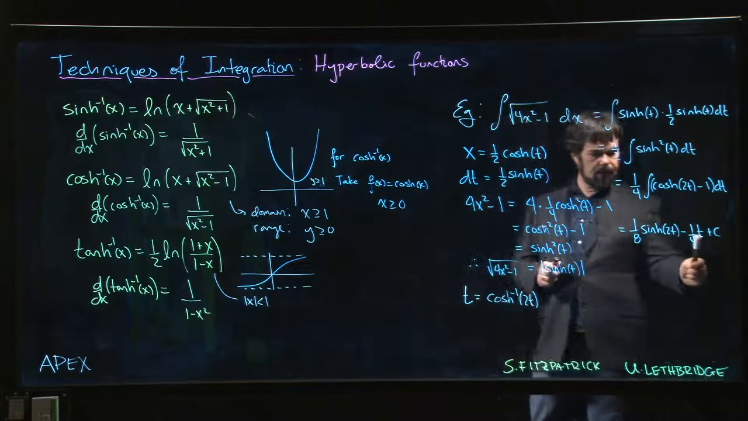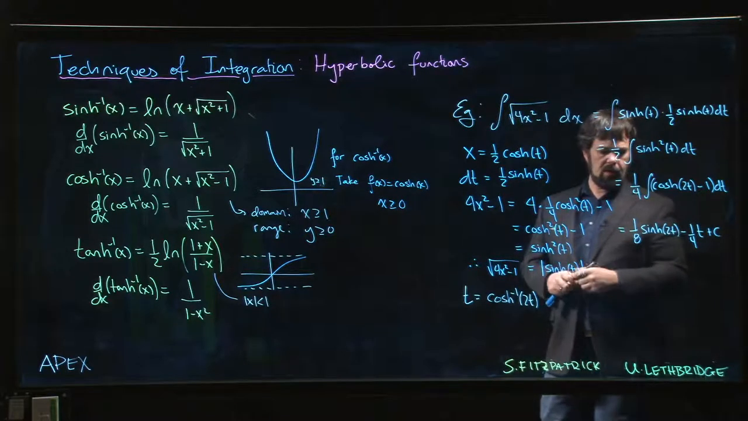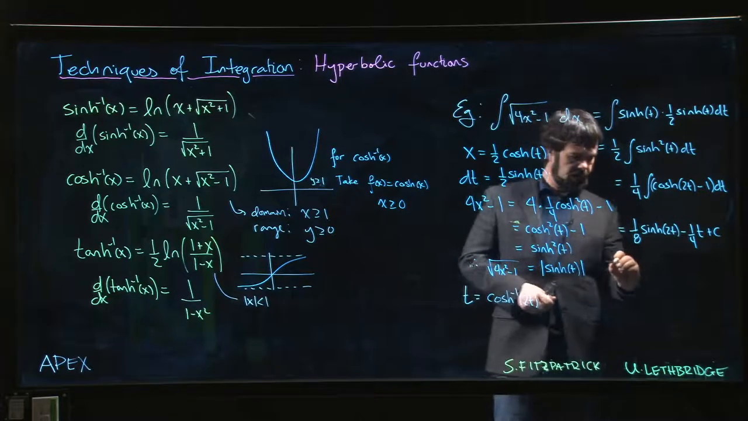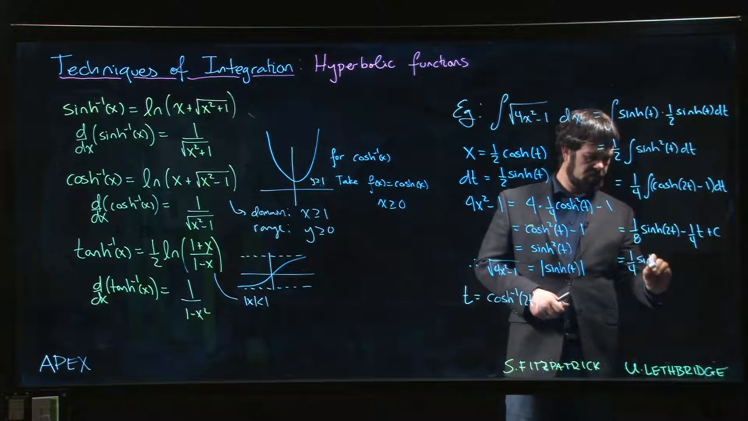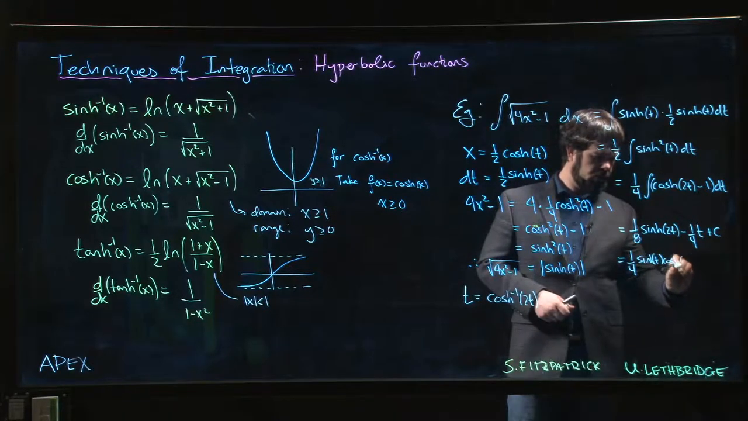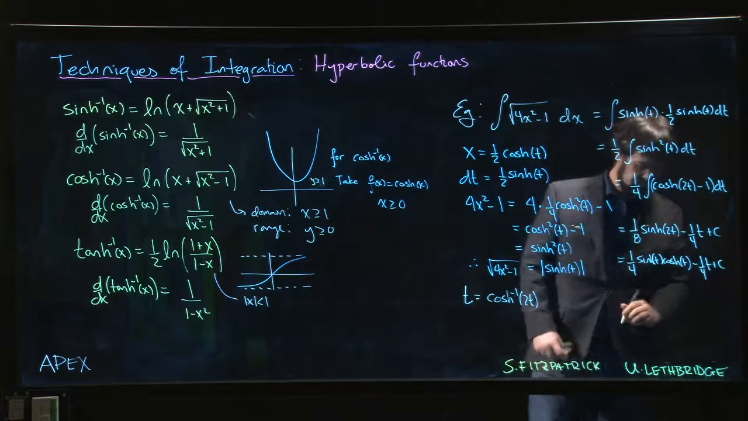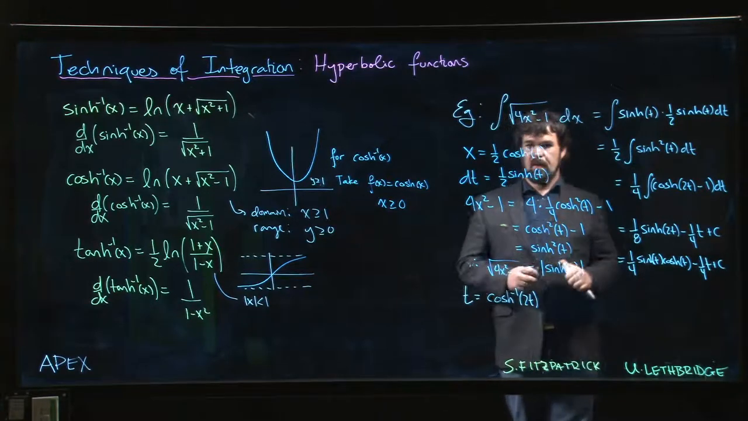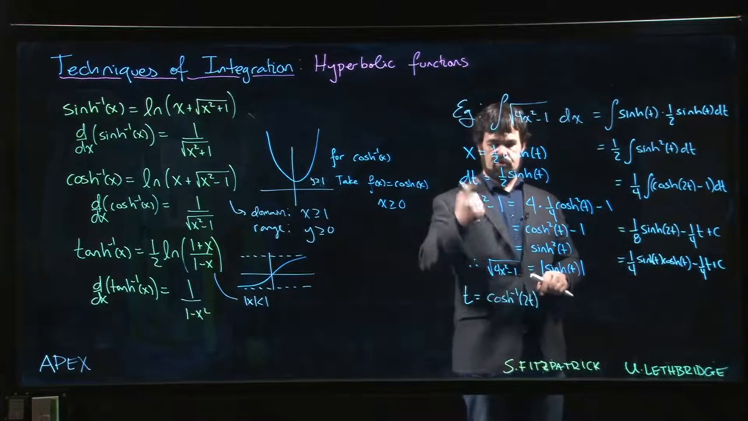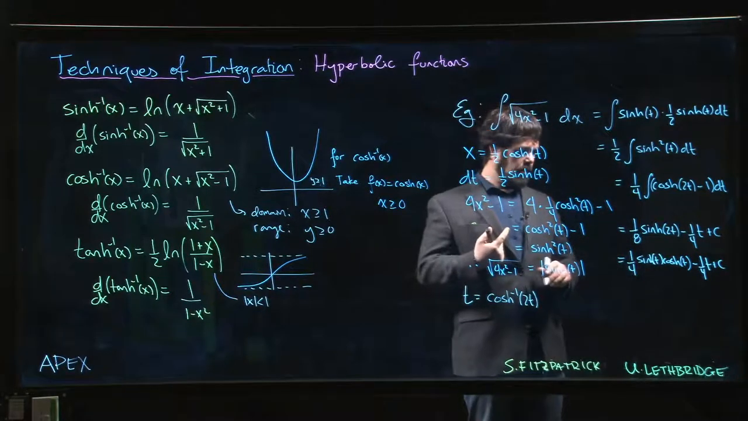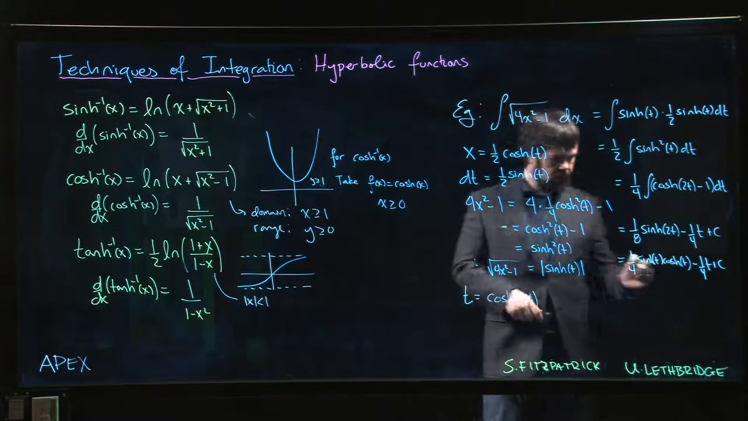Now, of course, we're going to need that here, right? We also probably want to worry about how do we do that. But remember, we have an identity for that. This is going to be 1 over 4 sinh t cosh t minus 1 over 4 t plus c. And now we can say, okay, well, cosh t is 2x, right? What is sinh t? Oh, it's here, right?